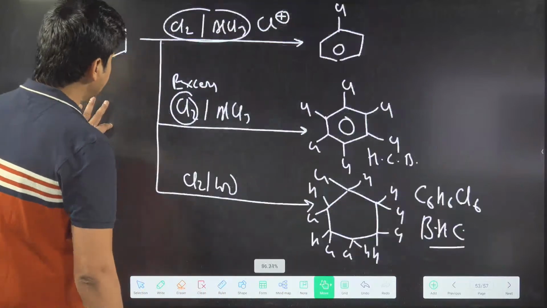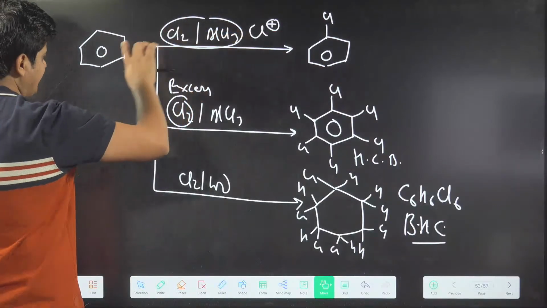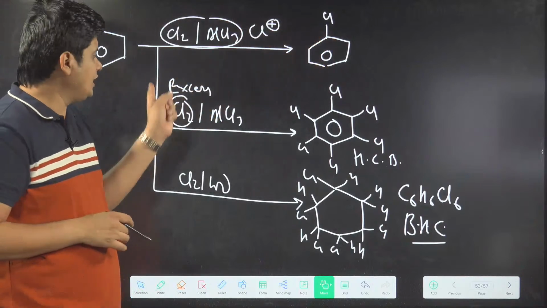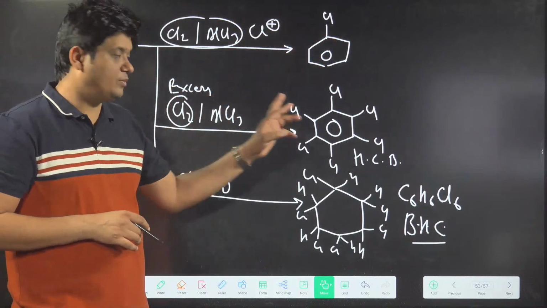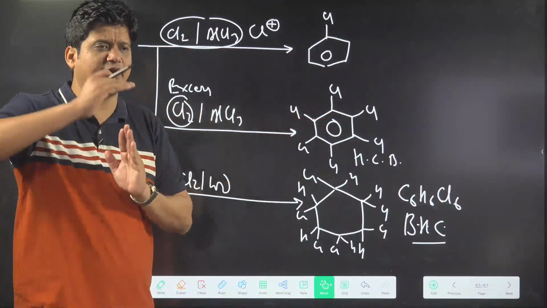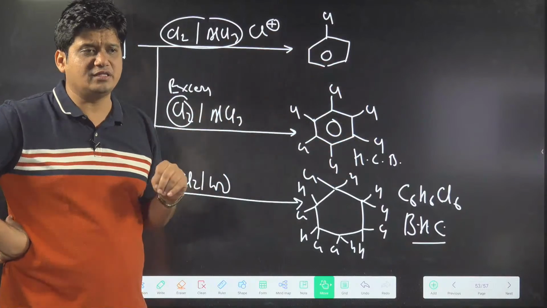Okay, now listen. Sometimes they will give it like this. Benzene, Cl2, AlCl3. Benzene is taken in excess. Obviously, monochloro will form. If chlorine is taken in excess, polychlorinated, 6 chlorines will bind to the benzene ring. All 6 hydrogens of benzene are replaced and chlorine binds there.